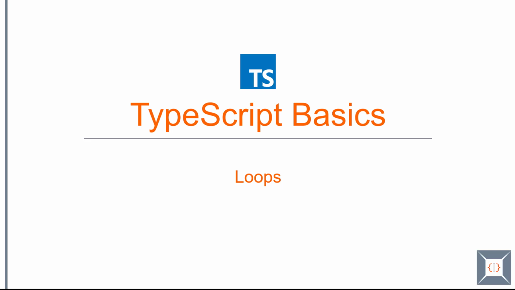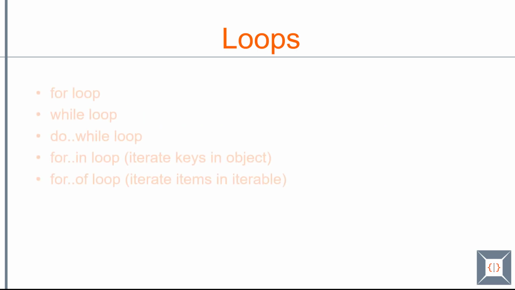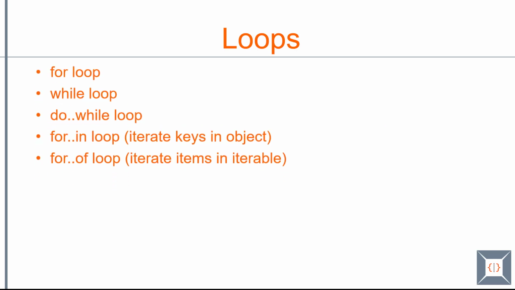In this part, we are going to look at loops. There are 5 different types of loops in TypeScript. The first one is for loop, and then we have while loop. We also have do while loop, and then we have two other advanced kinds of loops.